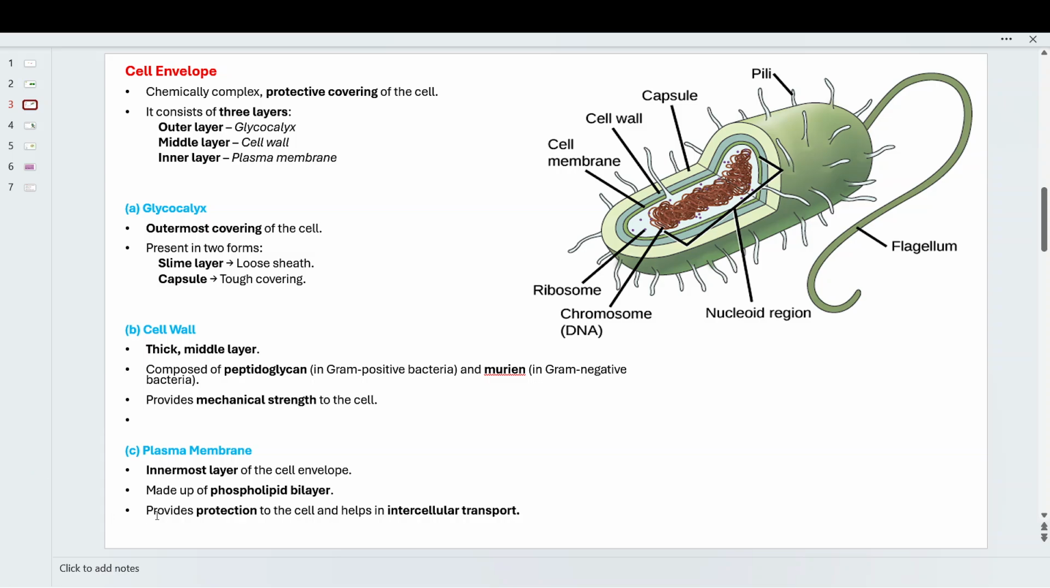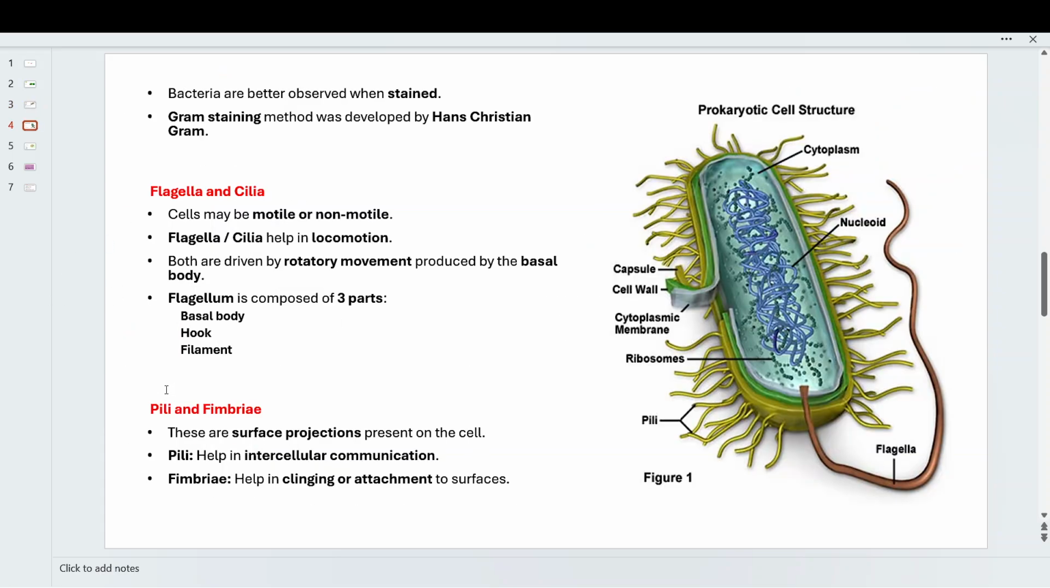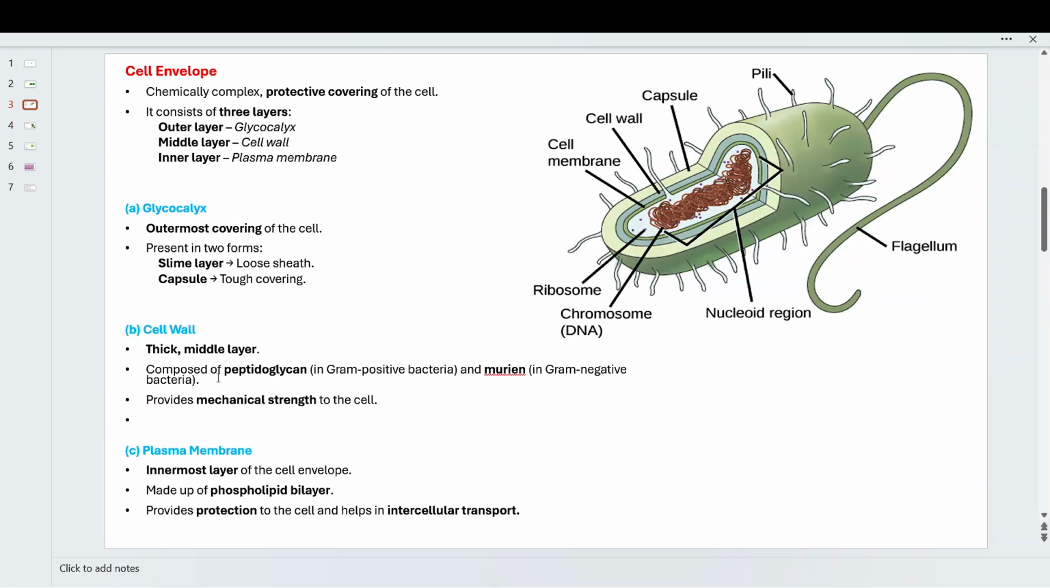Next comes the cell wall. The middle layer is the cell wall. It is thick and gives mechanical strength to the cell. It prevents the cell from bursting due to osmotic pressure. The cell wall is mainly made up of a substance called peptidoglycan in gram-positive bacteria and murein in gram-negative bacteria. So remember, the composition of the cell wall can vary among bacteria.